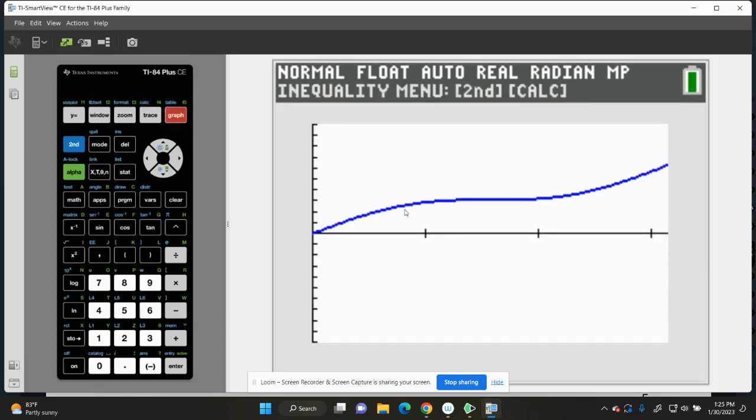Okay. So there's two places on this interval where the average rate of change will be equal to the instantaneous rate of change, right? One will be at pi over 4 and one will be at 3 pi over 4.